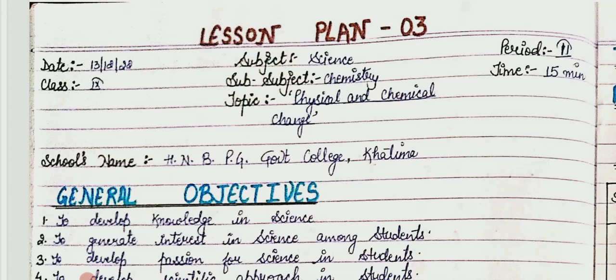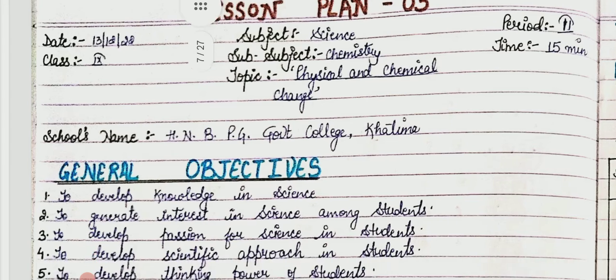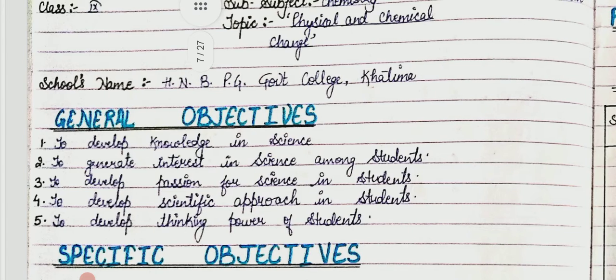Today we are going to discuss a lesson plan related to physical science. Now let's start. First we note the date, class 9th, subject science, subject chemistry, period, time, and our topic, which is physical and chemical change. Now we note our school name or college name.